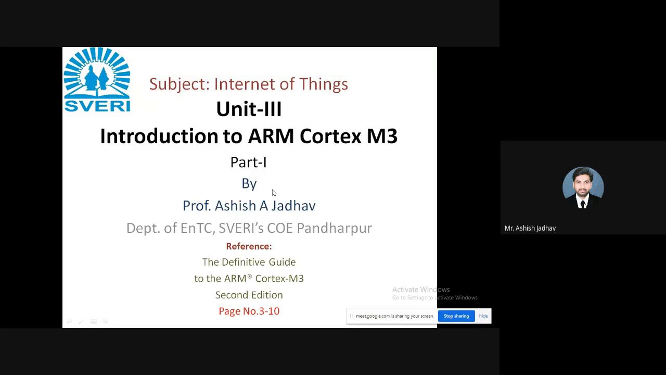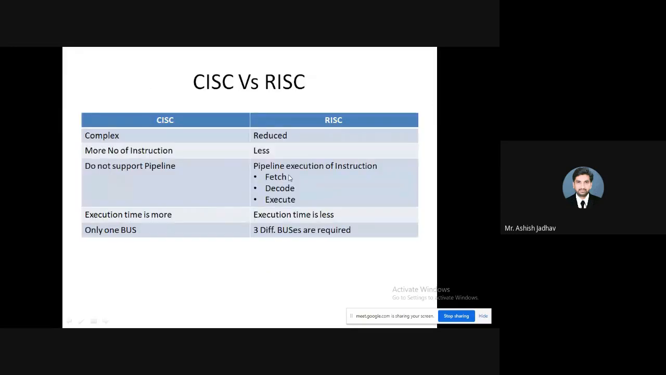And I told you the weightage of this unit, the introduction to ARM Cortex M3, is huge. A lot of questions are asked on this Cortex M3, right? So you need to study Cortex M3 with a deep understanding. I have divided this unit into a couple of parts. For the first part, I have taken it as an introduction, right? So we started with CISC and RISC architecture.